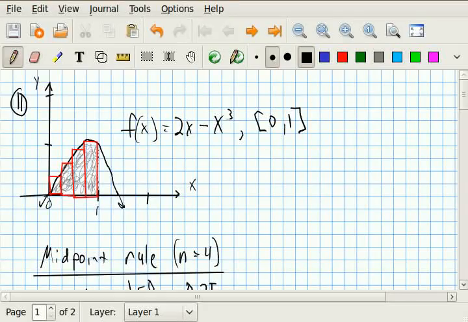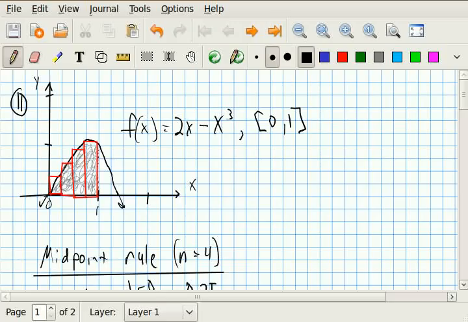Okay, this is another example in the book of computing area, or approximating area using the midpoint rule. They give us this function f of x equals 2x minus x cubed, and they say find the area below this curve between 0 and 1, first using the midpoint rule with 4 rectangles.